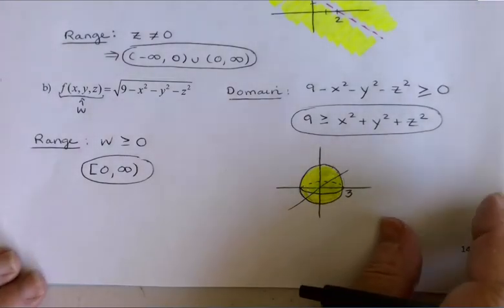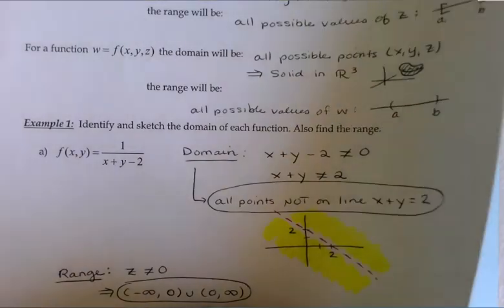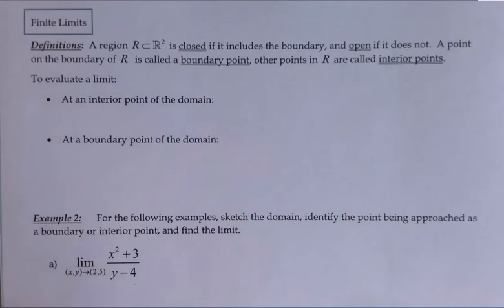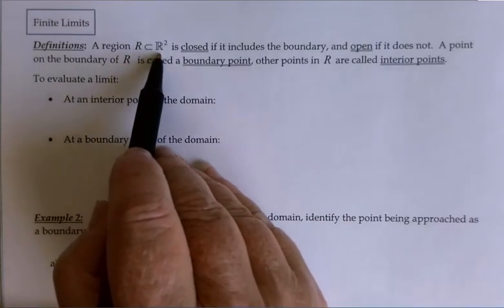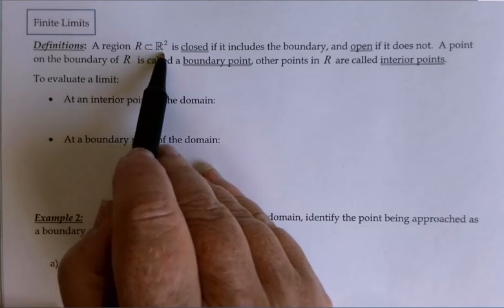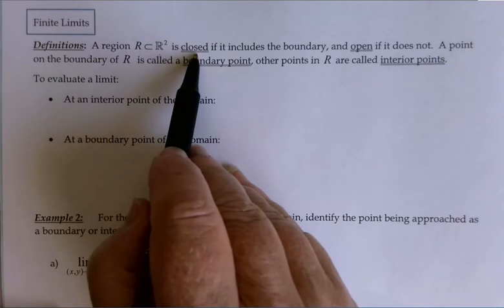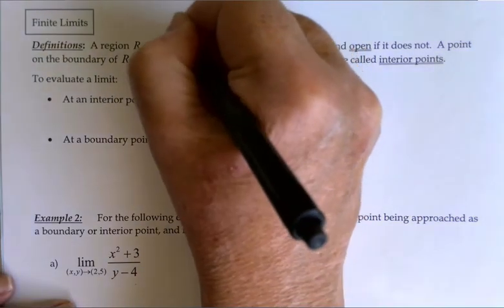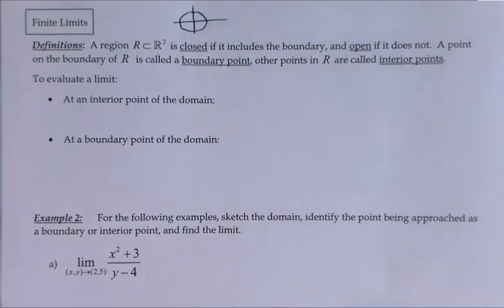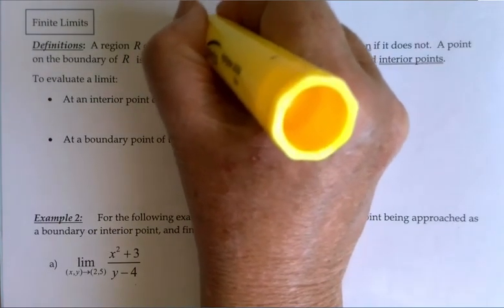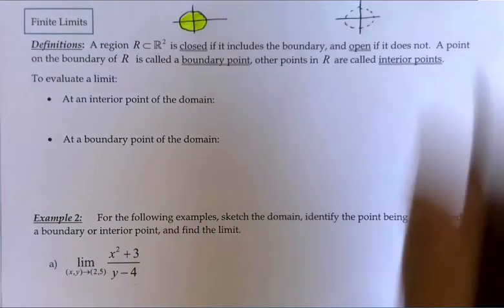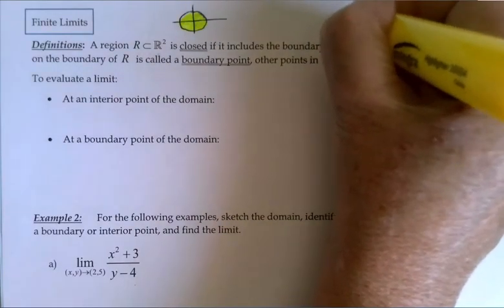All right, let's go ahead and start talking about some limits. First of all, I need a couple of definitions here on page 15. A region R, which is a subset of R2, 2-space, is called closed if it includes the boundary, and open if it doesn't. So just as a quick little picture, that region would be considered closed because I've included the boundary of the circle. That region would be considered open because I have not included the boundary.